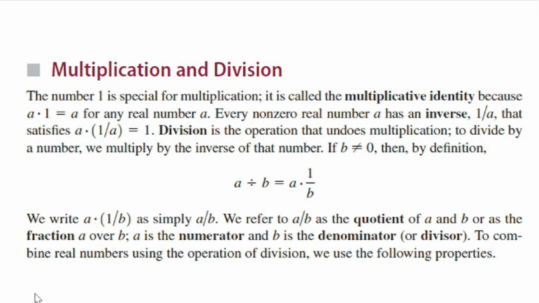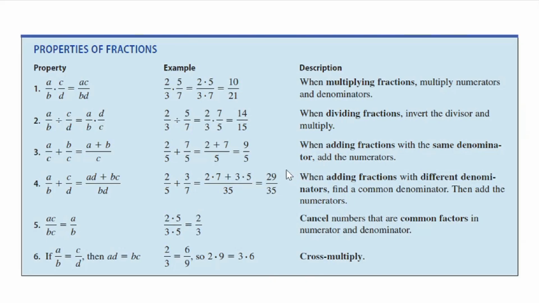So to combine real numbers using the operation of division, we use the following properties. Okay, so let's start first with the properties of fractions. Number 1, we have a over b times c over d is equal to ac over bd. So what we did here, multiply numerator by numerator, as well as multiply the denominator by denominator. Okay, for the example, it's up to you to study the example.